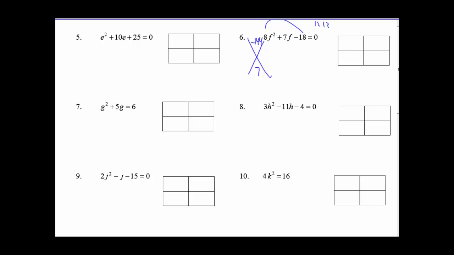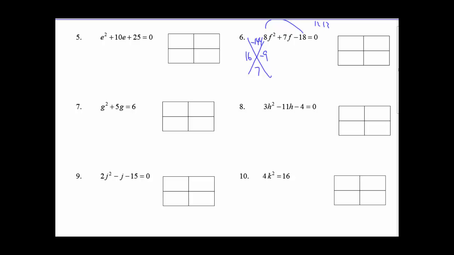But let's start basic. We have 1 and 144. That's not going to work. 2 and 72. That's not going to work. We can go 3 and 47. No, that's not going to work. And as you keep going, you should see that the answer is 16 and 9. Now, we need a negative, so one of them has to be negative, and we want the 7 to be positive, so we have to put the negative on the 9.